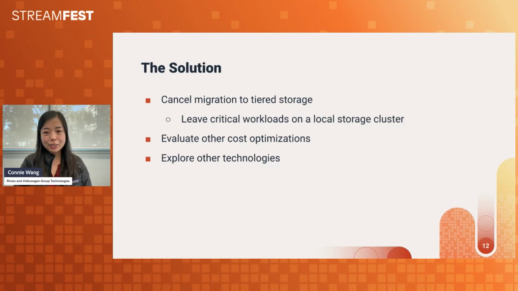It's one thing to achieve some cost savings, but it's another thing to knowingly make your platform more fragile and vulnerable to a single client's misconfiguration. The second step was evaluating other cost optimizations that could achieve our targets by reducing retention on topics on our local storage cluster, adjusting the instance types of the brokers we're using, et cetera. And the third step was exploring other technologies, which is how we found Redpanda as a viable alternative that solved our performance and cost requirements.